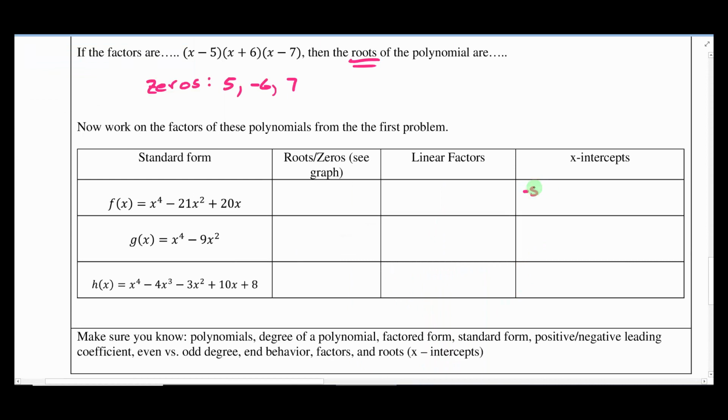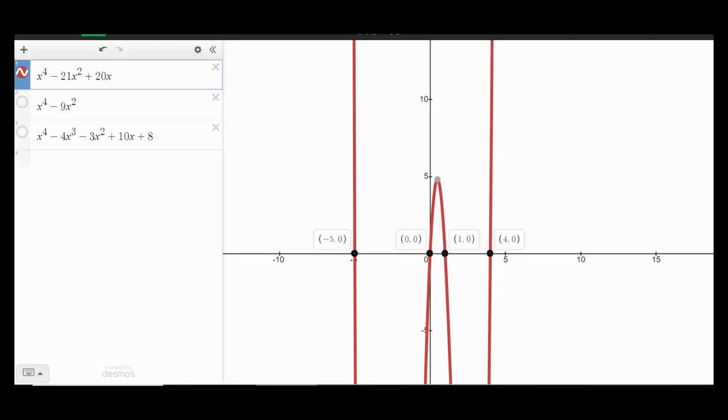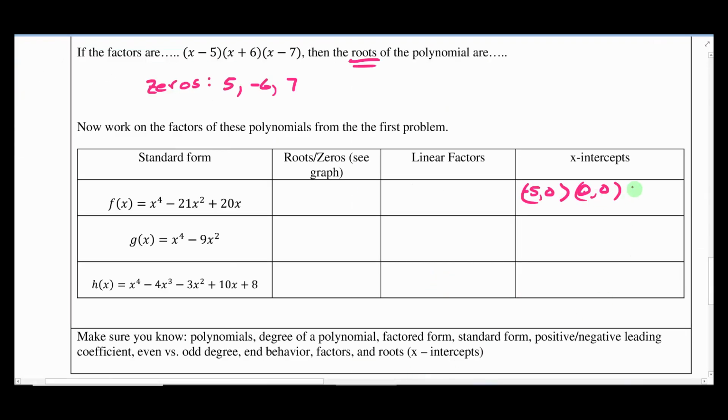So we have x-intercepts at -5, 0, and 0, 0, and 1, 0, and 4, 0.